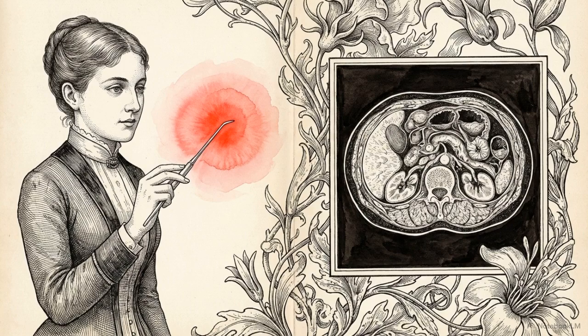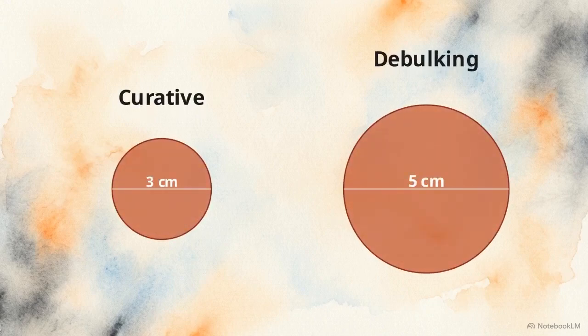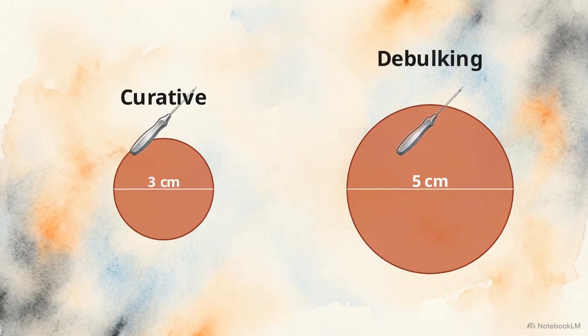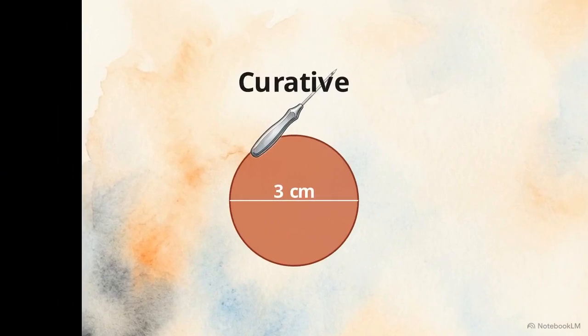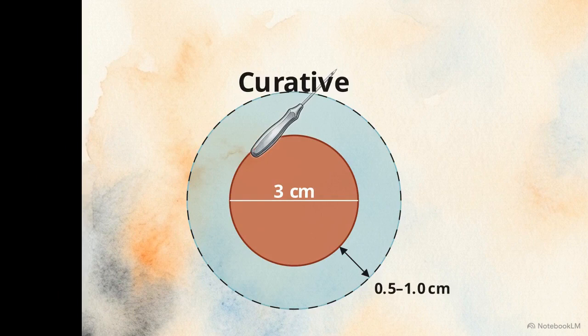Radiofrequency ablation, or RFA, is governed by size. For curative intent, the tumor must be under 4 centimeters. Larger lesions shift the goal to debulking. A curative result requires ablating the entire tumor plus a 0.5 to 1.0 centimeter margin of healthy tissue.